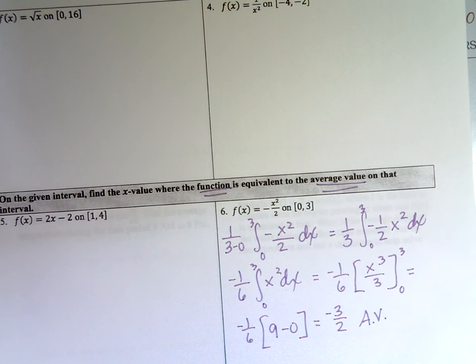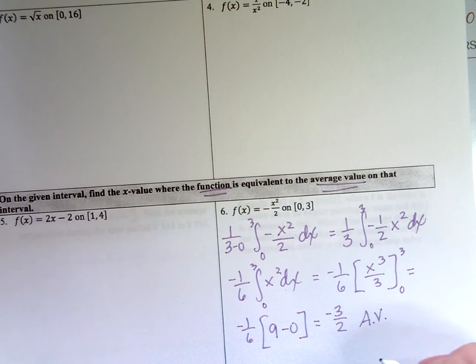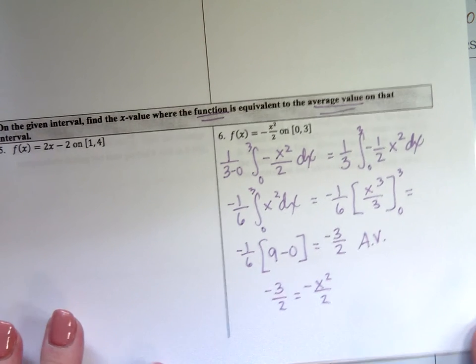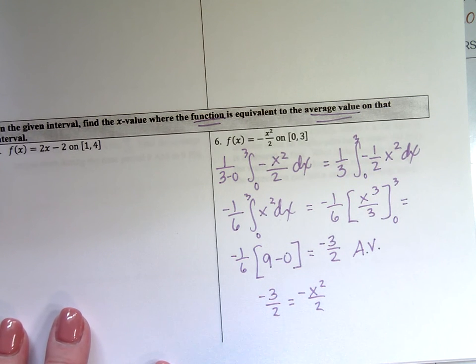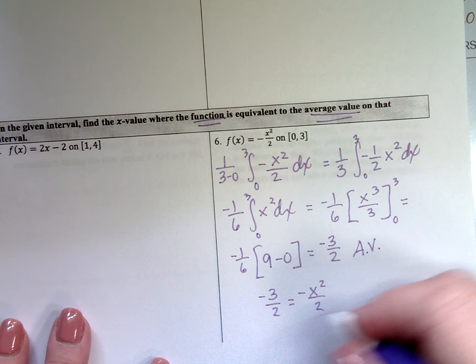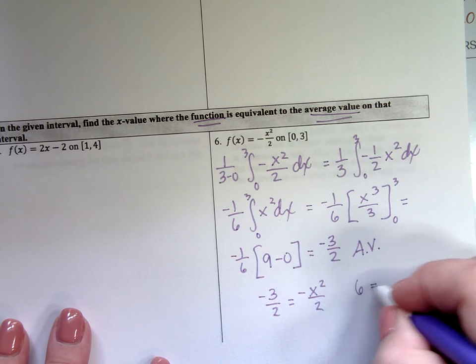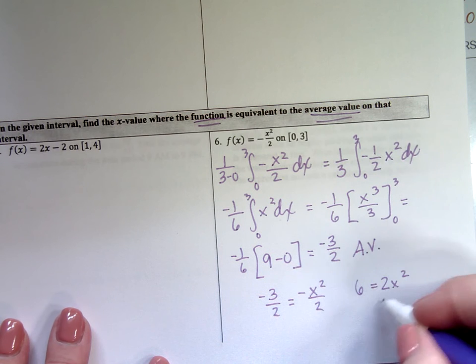The question wants to know, when is it equal to the function? So here I go. Negative 3 over 2, my average value, has to equal the function negative x squared over 2. There's a couple different ways we can go with this, but if I look at it, they both have negatives, so I can ignore the negatives. And if I'm big on cross multiplying, you all know that. Some of you can be intuitive and just find the answer automatically, but anyway, I'll show you the algebraic form of it. 3 times 2 is 6, equals 2x squared. Divide by 2, 3 equals x squared.